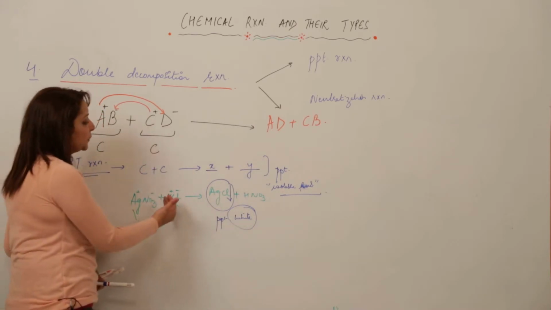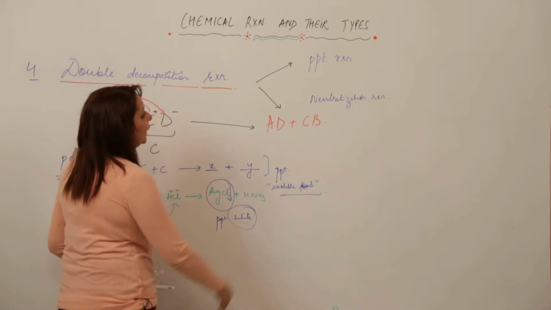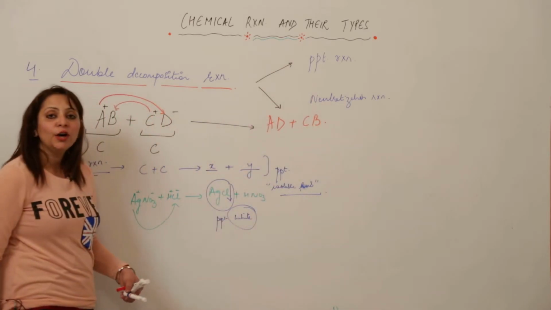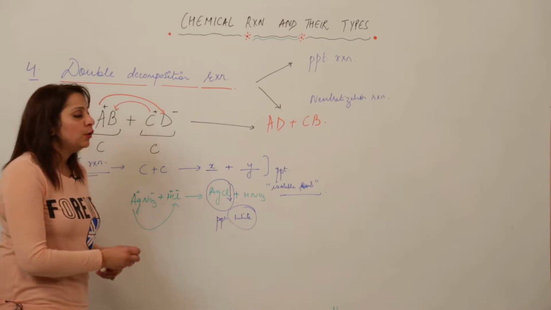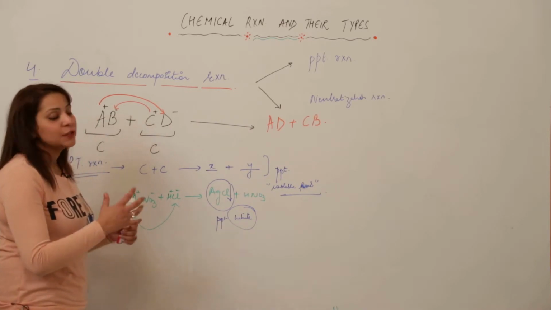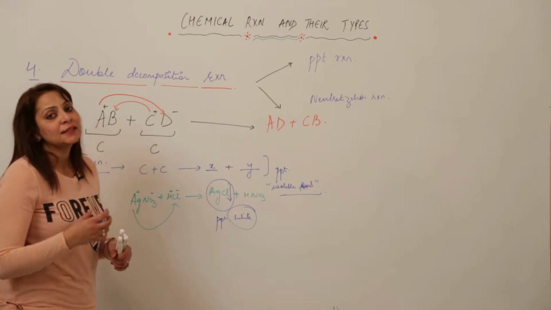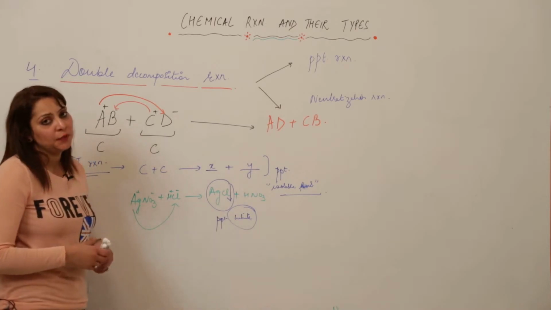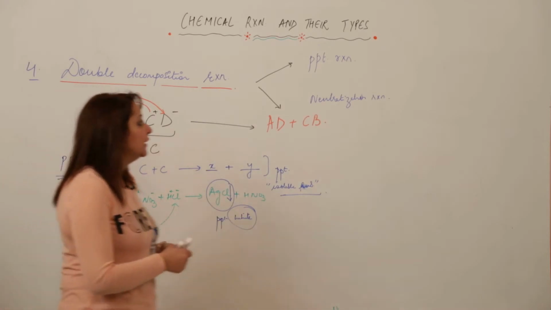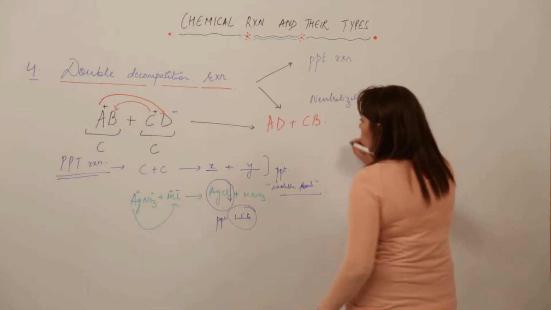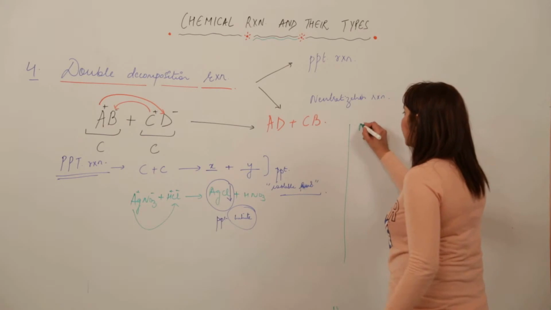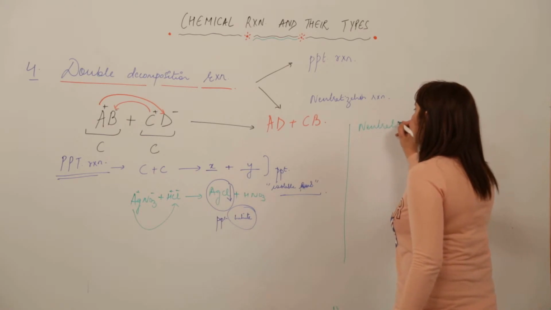So it is a double displacement reaction which leads to the formation of a precipitate. That is why it comes under the category of precipitation reaction. A precipitation reaction is a reaction between two compounds which leads to the formation of an insoluble substance that stays behind. The other subcategory of double decomposition reaction is the neutralization reaction.